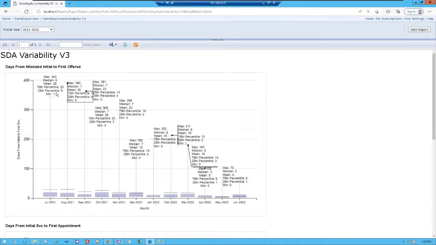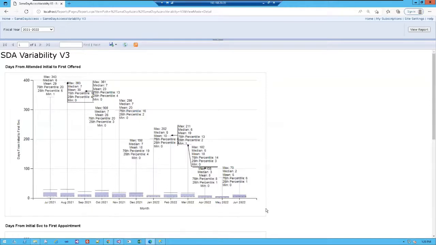They have the 75th percentile is 20, the 25th percentile was 5, and the minimum was 1. The mean was 29, and the median was 6. The median is this dotted line. The mean is this solid line here. So this is very telling because they can see this and say, oh, okay, we're getting better. We're getting people moved through into treatment and out of treatment.